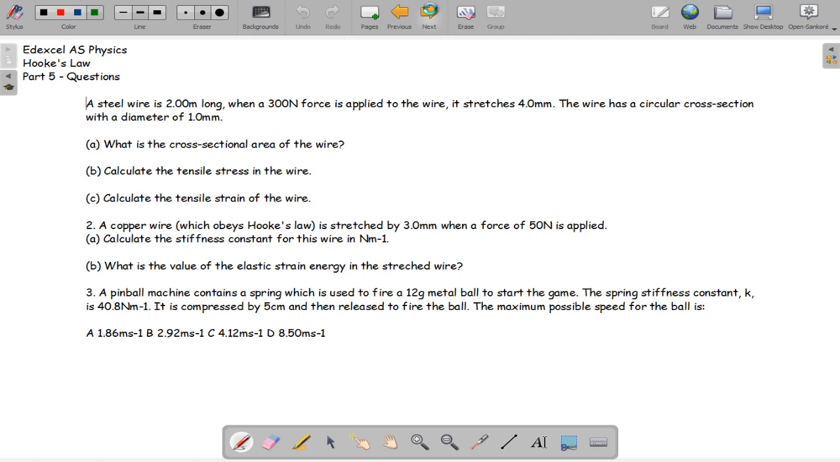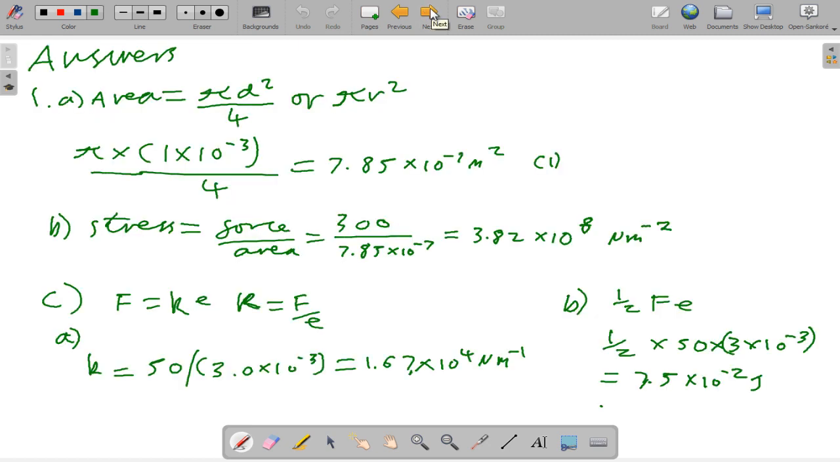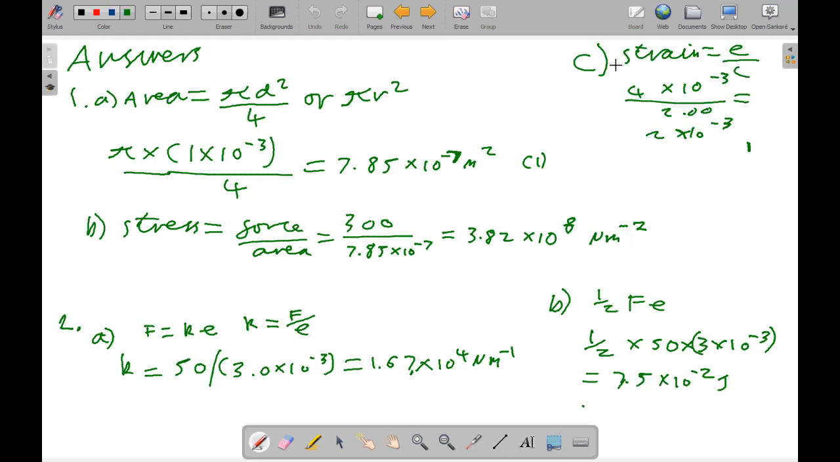Okay, hopefully you paused the video and had a go at the questions and you're ready to check the answers. For part 1, the area is pi d squared over 4, or pi r squared is commonly used. If we use either one of the two, we get the cross-sectional area to be 7.85 times 10^-7 meters squared. Now the stress is force over area, so we put 30 newtons over 7.85 times 10^-7, which is equal to 3.82 times 10^7 Nm^-2. For part C, strain is extension over length, so 4 times 10^-3 over 2 is 2 times 10^-3, and that is 1 mark.